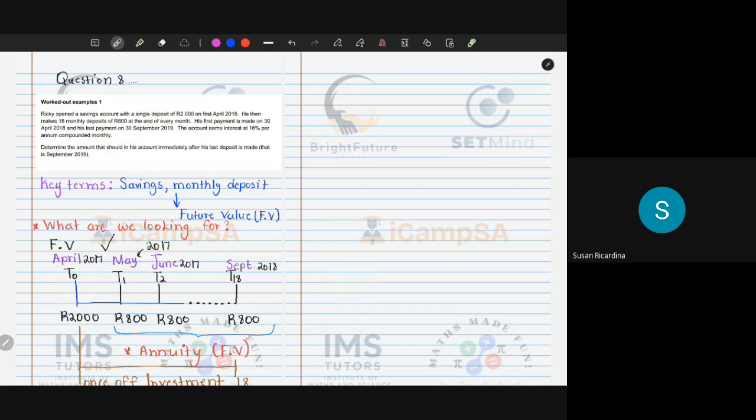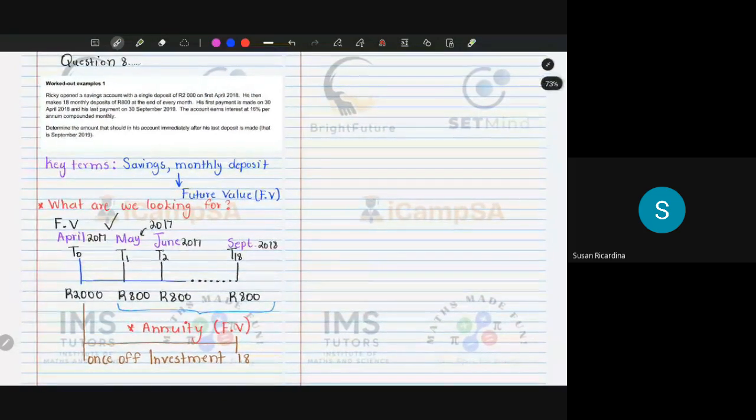So if you think of what is happening, he will make 17 deposits of 800, and then he will make one deposit of 2,000. Does it make sense? So on month number 1, he's going to put in 2,000 rands, followed by an 800, and that makes 18 deposits. Does it make sense?